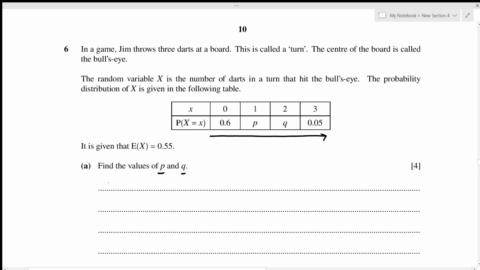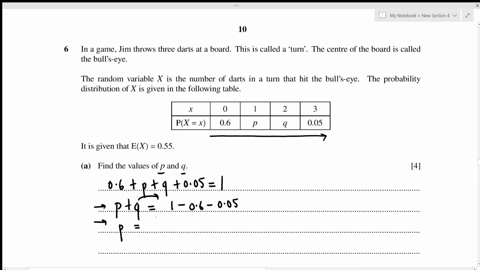So the first equation is just going to be 0.6 plus p plus q plus 0.05 should be equal to 1. This is p plus q equals 1 minus 0.6 minus 0.05. Let's move q to this side. So that's going to be p is equal to 0.35 minus q.